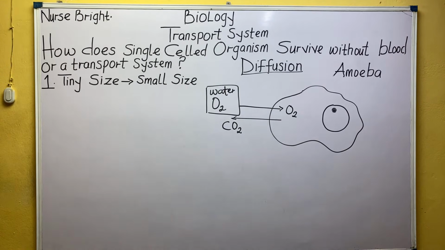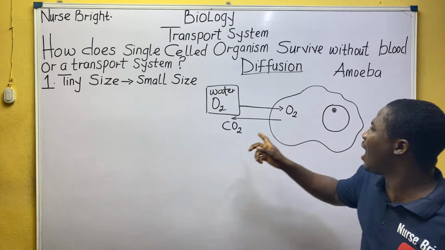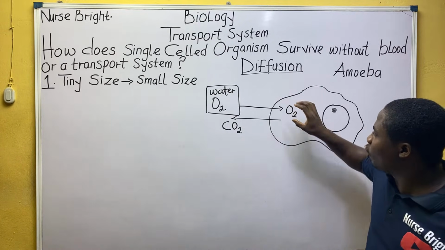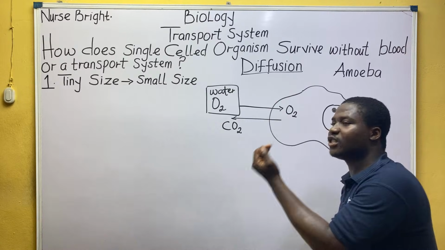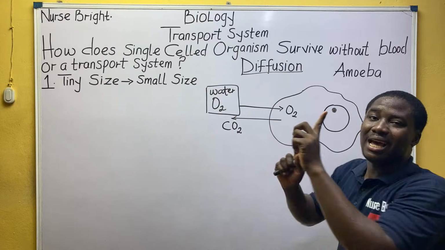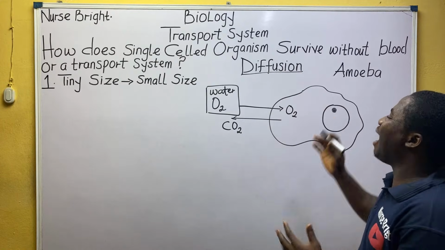So water is where the oxygen is found in the highest concentration. Because by definition, diffusion is the movement of substances from a region of high concentration to a region of low concentration. So the oxygen is found in the highest concentration in the water, while inside the cell it is in low concentration. The most important point here is that there is movement of substance from the outside environment to the cell. That's a transport. So the reason why they can survive is because their body is small.